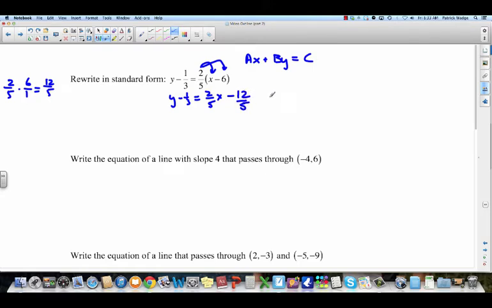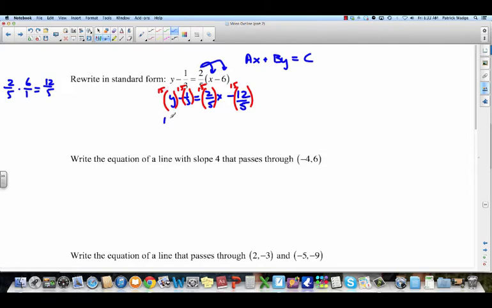Alright, we've got some fractions. We don't want fractions in standard form. Remember, we want all integers here. So we look at the denominators, which are 3, 5, and 5, and we ask, what's the lowest common denominator of those? 15. And what we're going to do is we're going to multiply everything by 15. Remember why we do that? Because that'll get rid of all the fractions. You should have no fractions after this step, otherwise you've done something wrong. So let's see if it works.